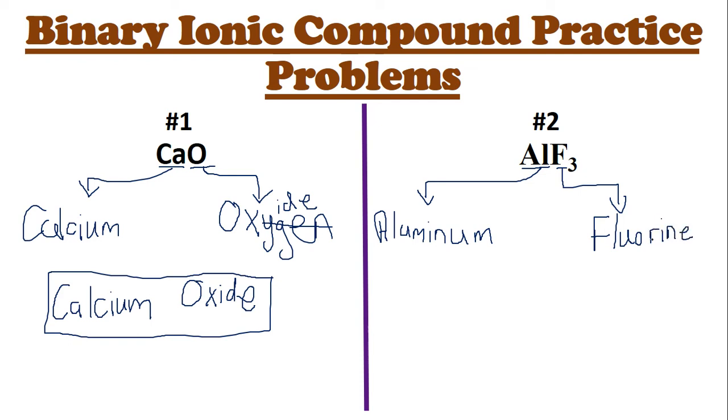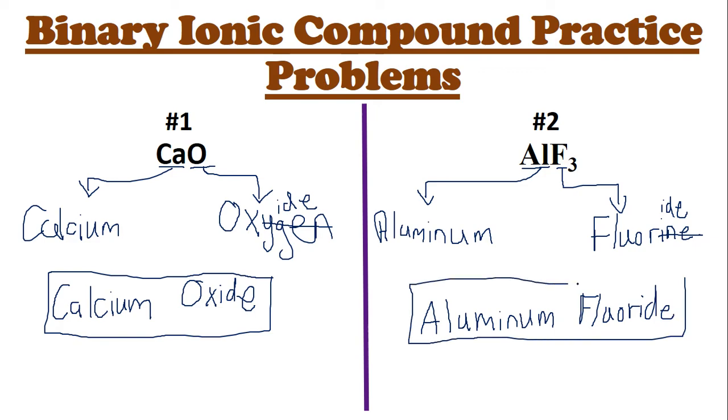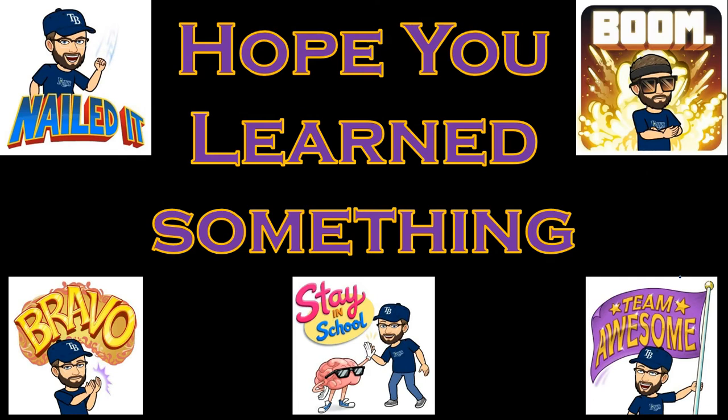Then we change the ending of the second element, fluorine, to IDE. So take INE off and make that IDE. Then we rewrite everything to make it look better. Aluminum fluoride. And that's the answer here. And that's how you name binary ionic compounds.